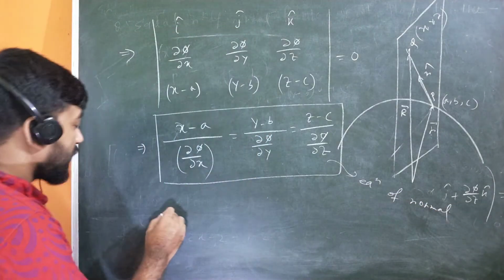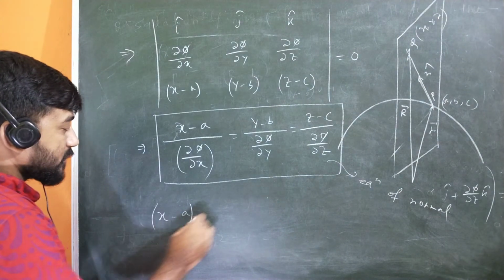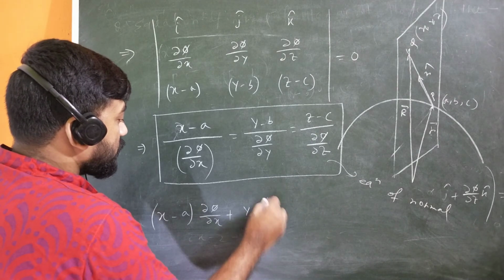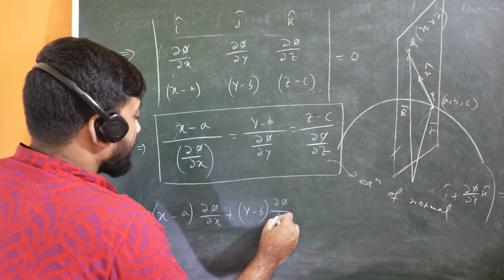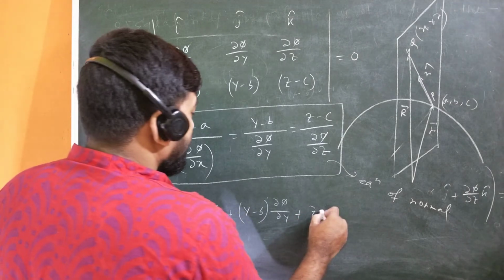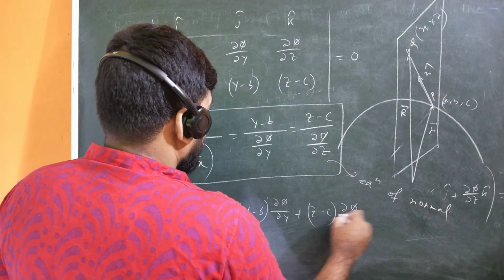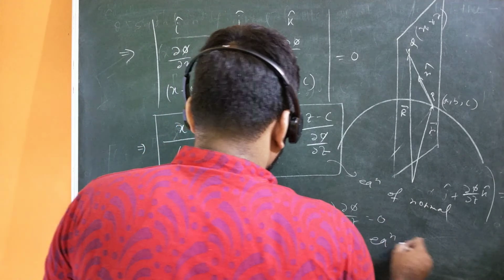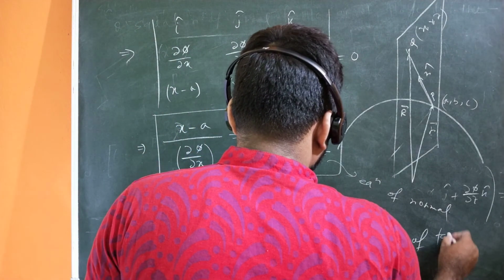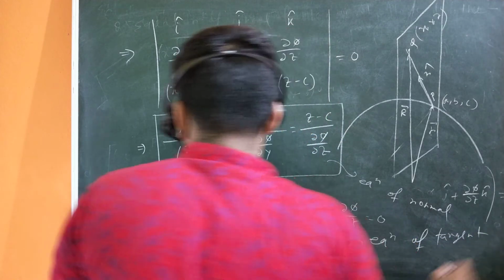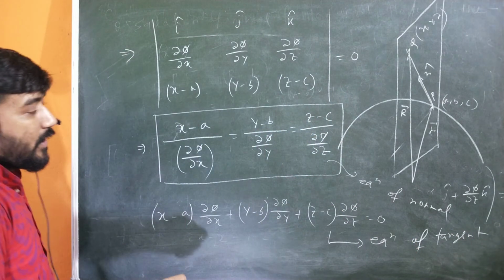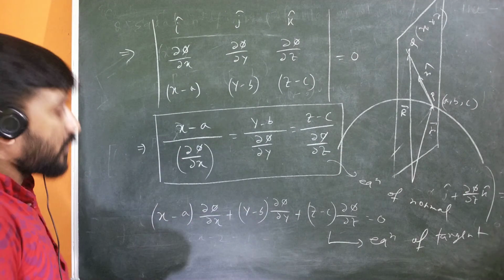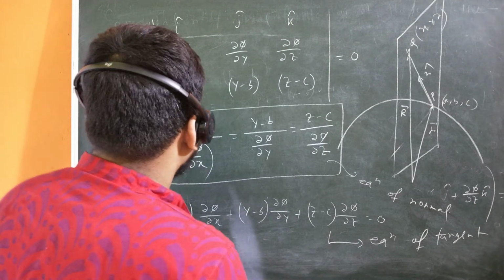And at the same time you have to find out x minus a into del phi del x plus y minus b into del phi del y plus z minus c into del phi del z, and that will be equal to 0. And this is the equation of tangent plane. So this is the equation of normal, and this is the equation of tangent plane. Okay, and now let me solve the same problem for equation of normal, then you can understand.